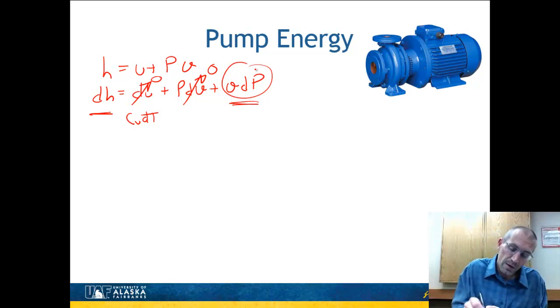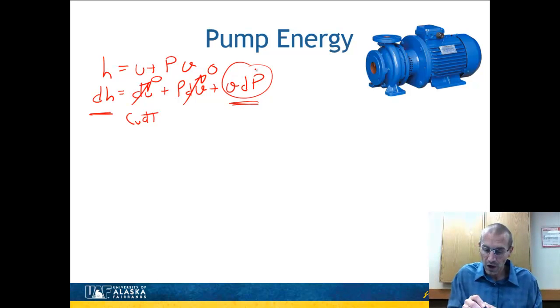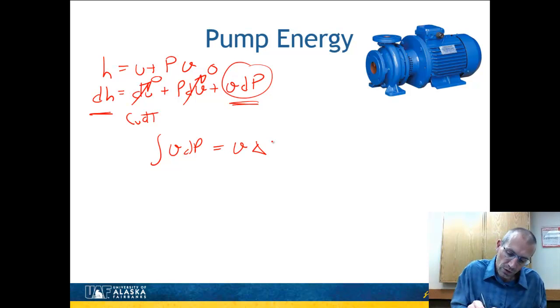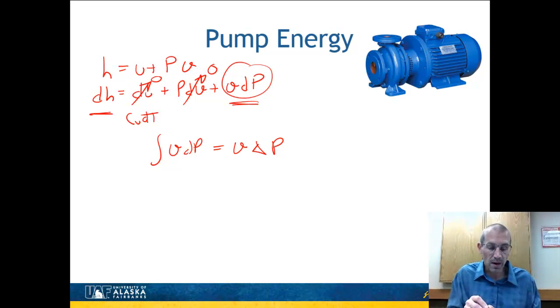Now for pumping, dP can be pretty large. And so it actually turns out if I want to know the energy requirement in order to pump a fluid, I'm going to want to integrate V dP, and if it's incompressible, the volume I can take out of that integral, and this ends up being equal to V delta P. And that's the amount of energy required to pump a fluid.